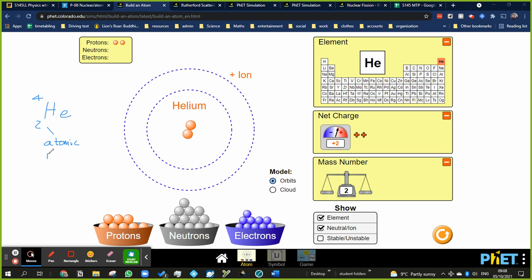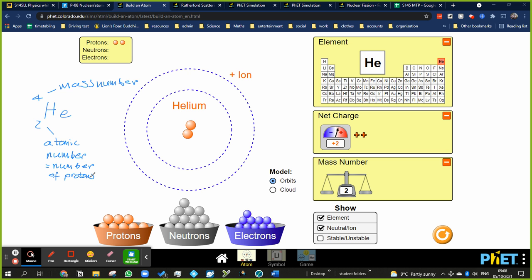The smaller one is always the atomic number, whether it's at the top or the bottom. And then the larger one is always the mass number. There's only one case, which is hydrogen, when the mass number and the atomic number are the same, and in that case it doesn't matter anyway because they're both just one. So the atomic number tells us the number of protons.